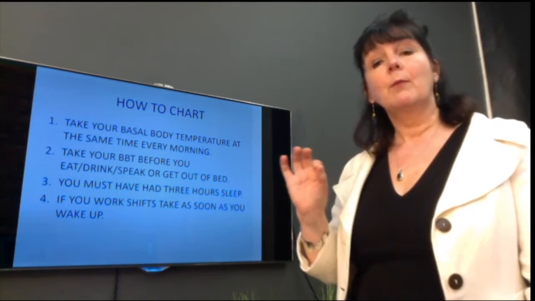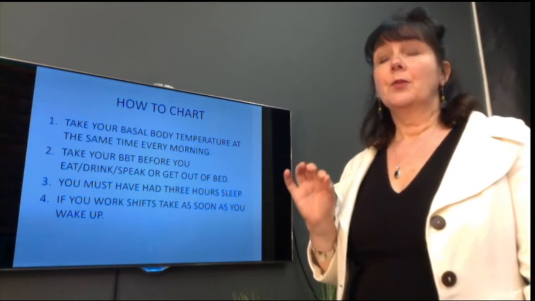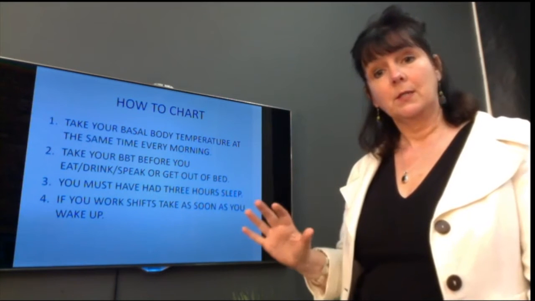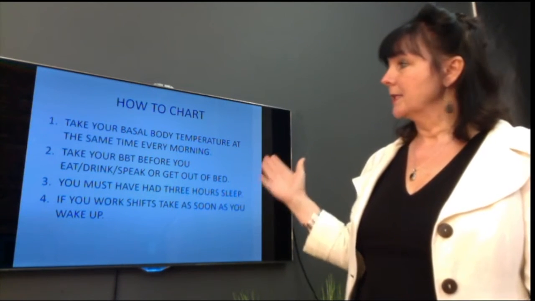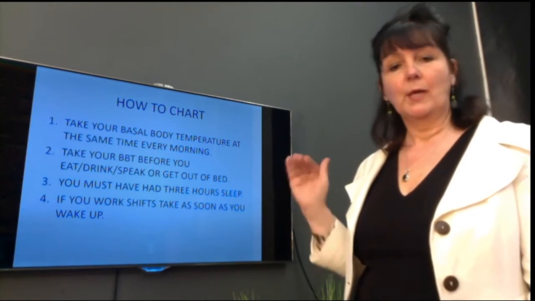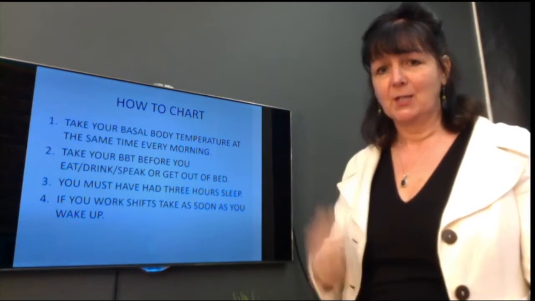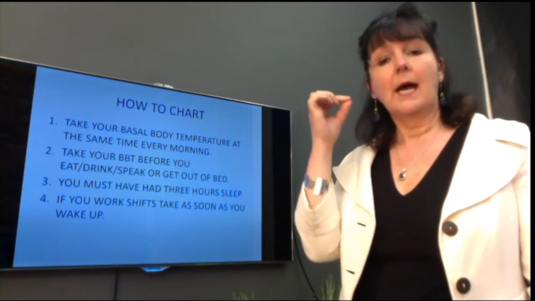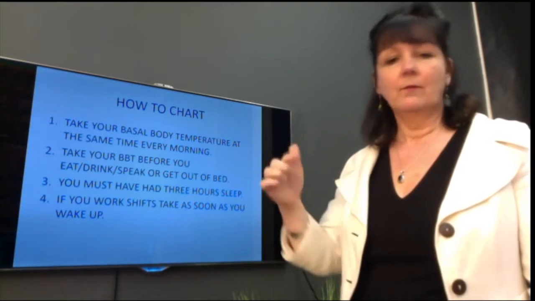We're talking about changes of points of a degree in your temperature. The thing with this is that it needs to be accurate, and for it to be accurate, we need to do a number of things. We need to take your temperature at the same time every morning, before you get out of bed, eat, speak, drink, anything at all. It needs to be the first thing you do. And you need to take it under your tongue, every single morning, not under your arm.